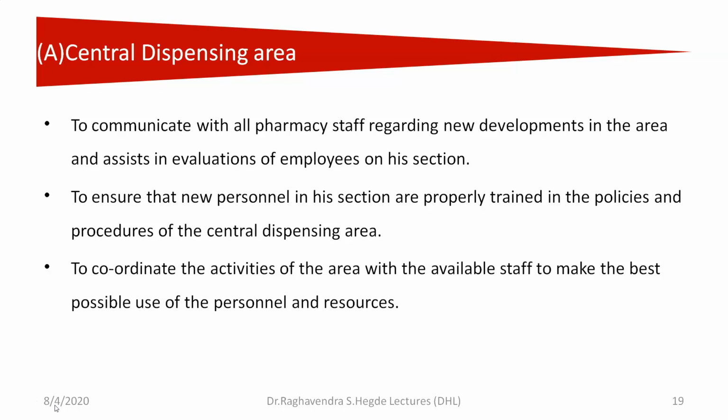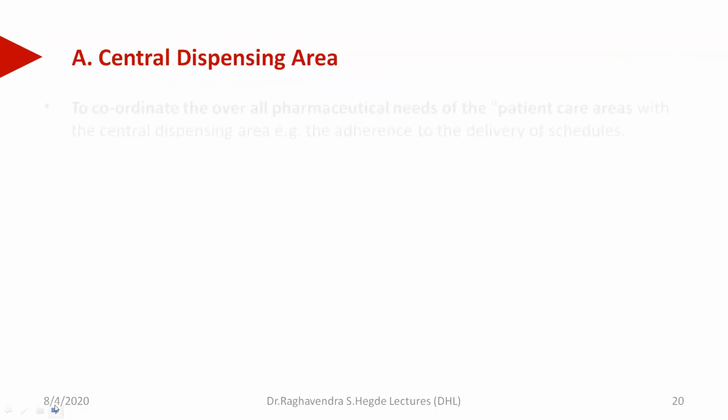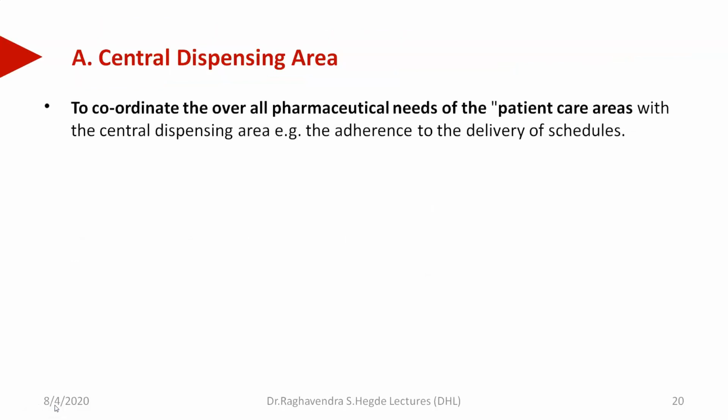To coordinate the activities of the area with the available staff, to make the best possible use of personnel and resources. Within the limited resources, how you are making maximum benefit use of them. To coordinate the overall pharmaceutical needs of the patient care areas with the central dispensing area, with adherence to the delivery schedules. As per the schedule, you are coordinating all the pharmaceutical needs of the patient care areas.